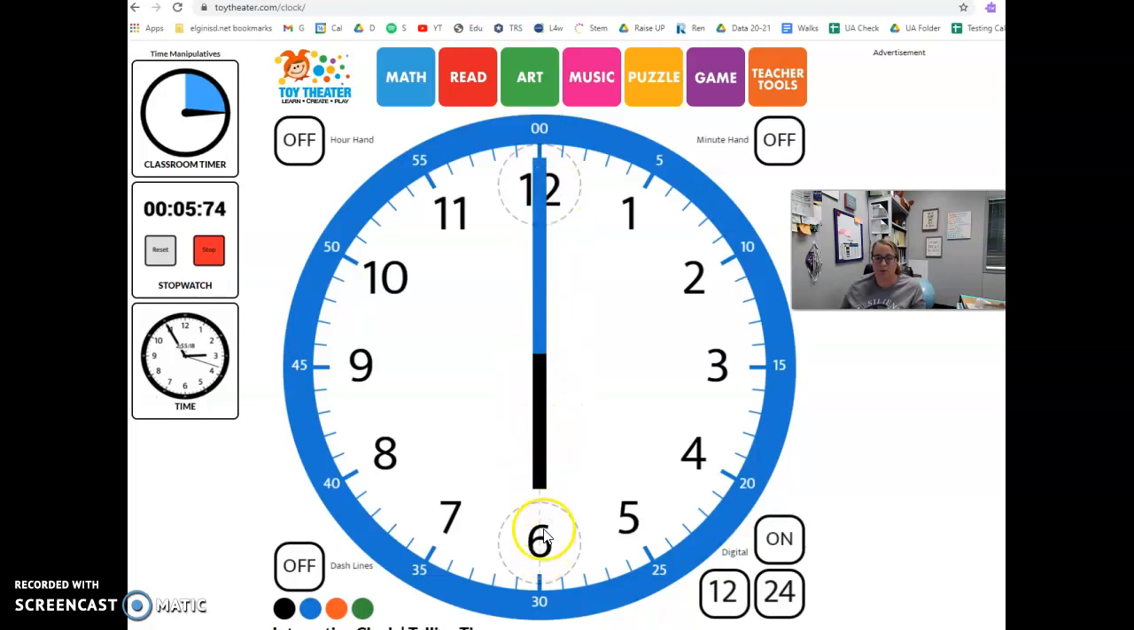My hour hand is pointing straight to my 6, and my minute hand is pointing straight to the 12, which tells me that it's o'clock. So 6 o'clock. And if I wanted to look at that on a digital clock, this is what it would look like. My 6 is over here on the left side. My colon separates my hours and my minutes, and my 00 tells me that it's 0 minutes into 6 o'clock.